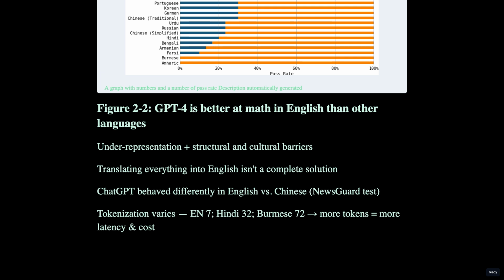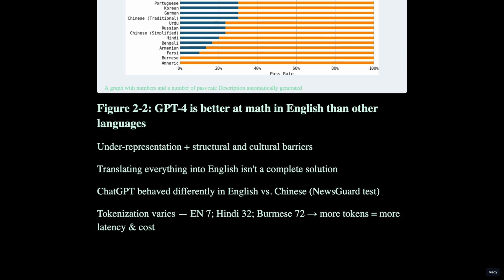In a GPT-4 benchmark on a massive dataset, the median token counts to express the same short utterance were about 7 for English, 32 for Hindi, and 72 for Burmese. Burmese is roughly 10 times longer than English.